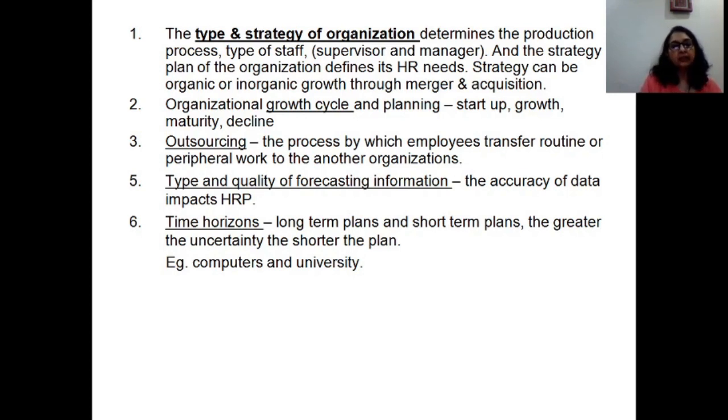And lastly, the time horizon, that is for what time period the human resources are needed. There are some organizations that operate in a very unstable environment, like for example the software industry. So there short-term planning is more in trend as compared to an organization like a university, which is operating in a more stable environment. There the organization can go for long-term plans.